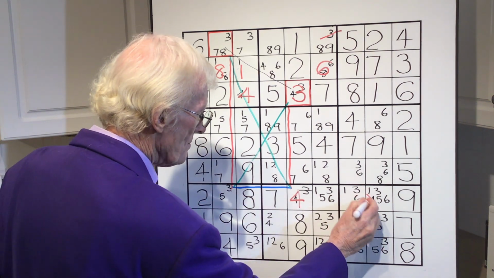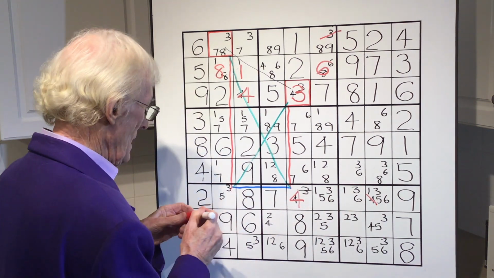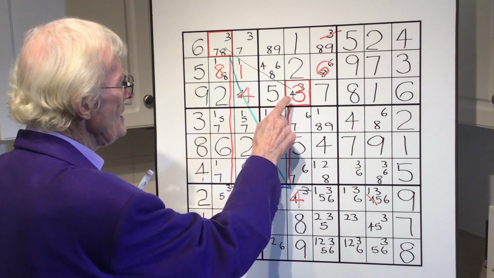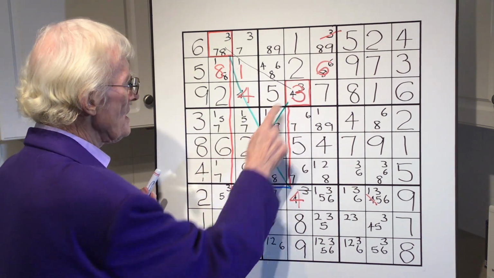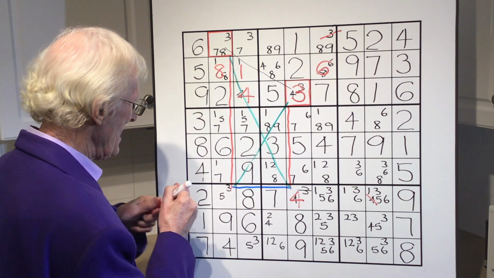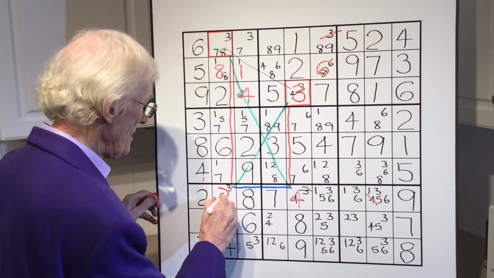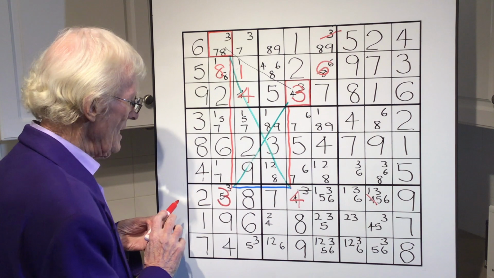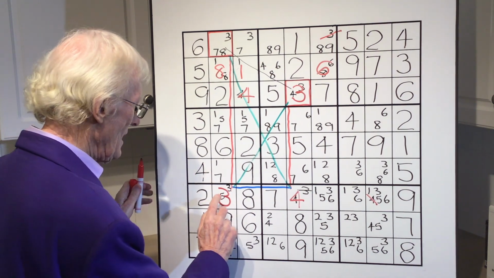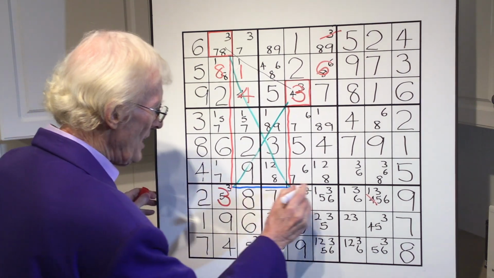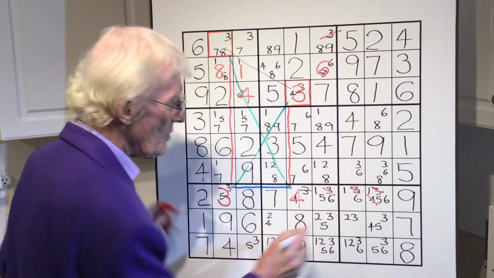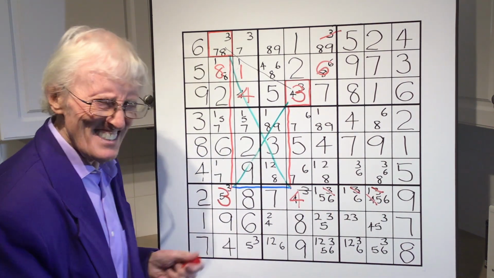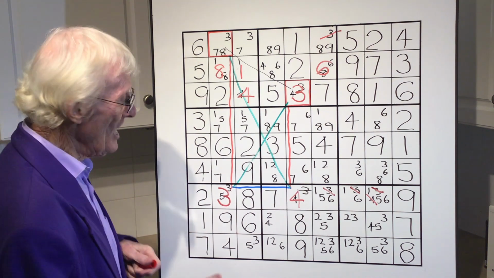Now, if we have a 3 here, using the X-wing system, this will have to be a 3. Okay, remember the diagonal? We'll put that 3 in there. Now, what is the ramification of that? This 3 means that that 3 goes, that 3 goes, and that 3 goes. Look at all the eliminations we've had. Isn't that exciting? It's not the end yet.